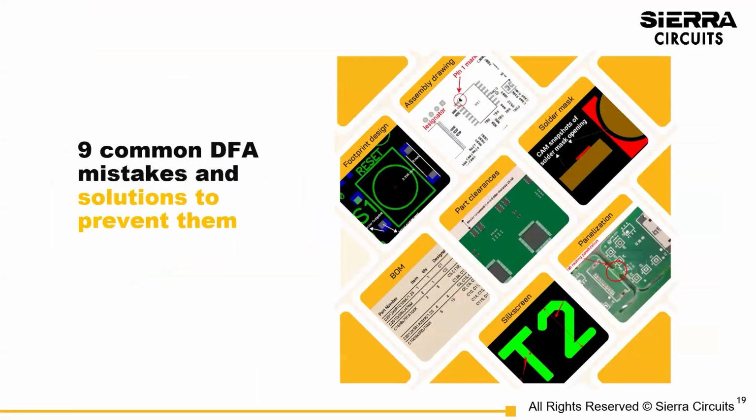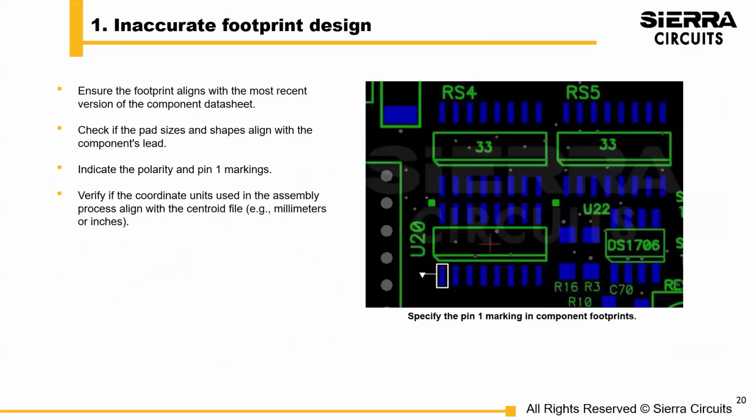Let's just quickly discuss 9 common DFA mistakes and solutions to prevent them. The first one is to ensure that the footprint aligns with the most recent version of the component datasheet. You need to check if the pad sizes and shapes align with the component's lead. Also indicate the polarity and pin 1 markings and validate the coordinate units in the centroid file and match the units used in the assembly process, whether that's millimeter or inches.